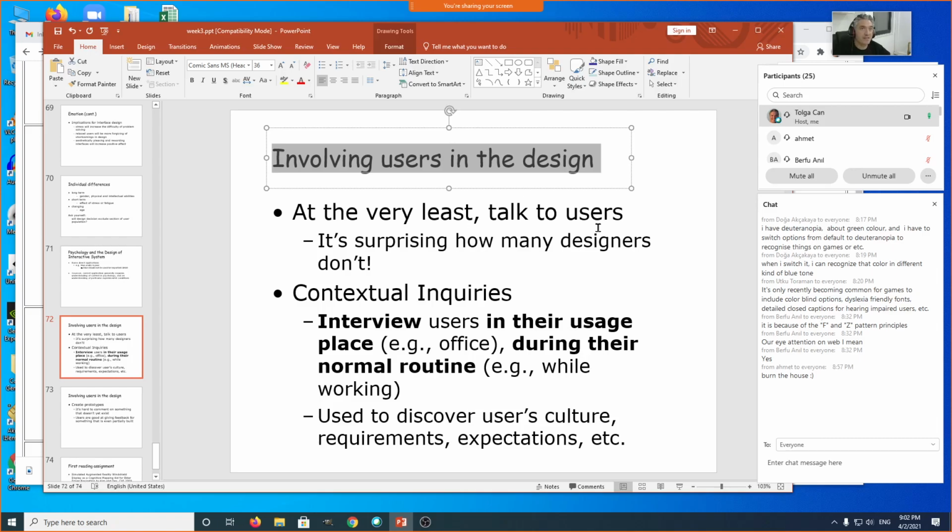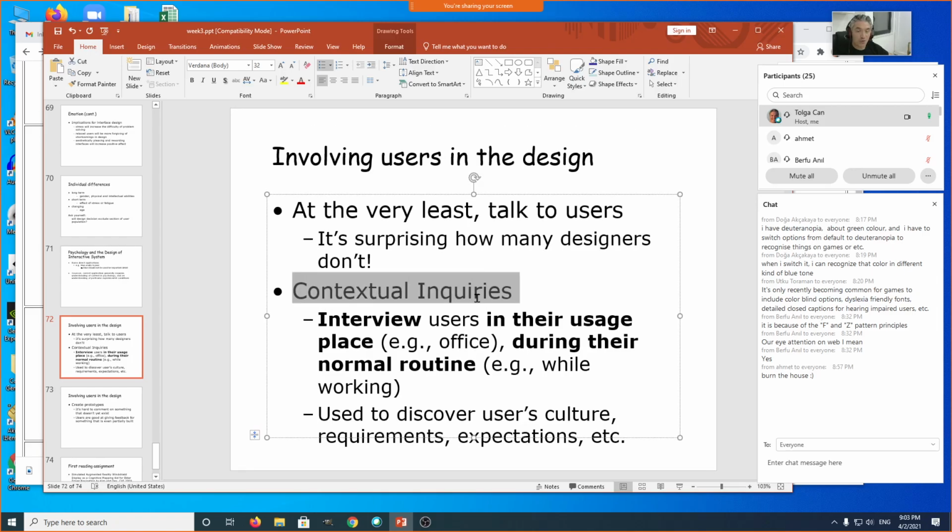We don't know all the details about, oh, this type of vision is good, this type of hearing is good. You may never know that distinguishing sound in high frequencies is worse than distinguishing sound in lower frequencies. We are not cognitive science experts, human factor experts. But the way we are going to take into account these human factors is by involving our users in the design process. At the very least, we should talk to users.